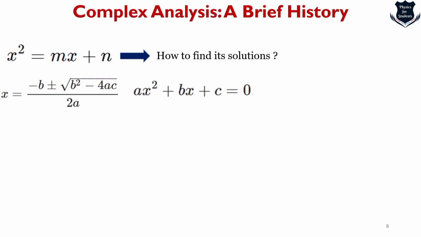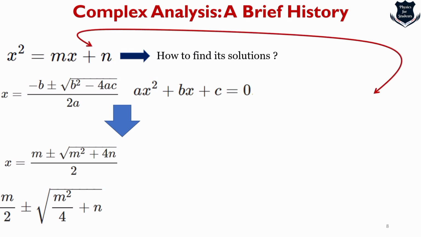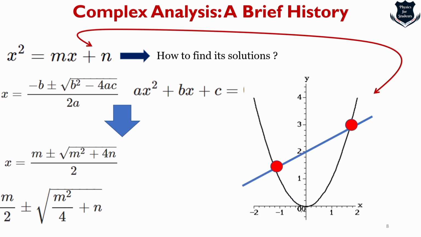So by rewriting the above equation as x squared minus mx equal to n, we get x equals m upon 2 plus or minus this. If we plot this equation, we can observe geometrically that it represents the intersection of the curve y equal to x squared, a parabola, with the line y equal to mx plus n.